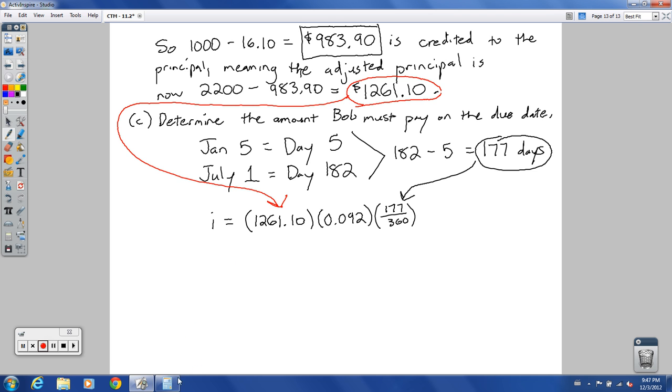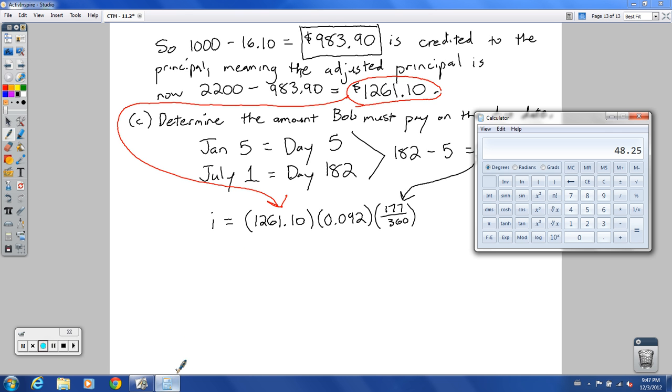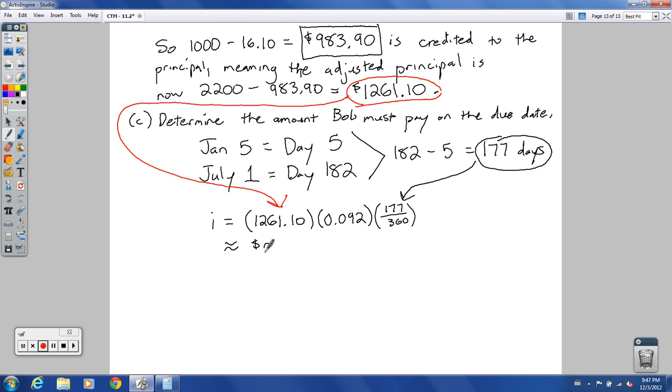Put this into a calculator. You're going to get, I'll do this one with you. So 1261.1 times 0.092, and then times, I'll put this in parentheses, 177 divided by 360. So that's 177 divided by 360, and then that all multiplied together, $57 and about 4 cents. This would be rounded off to 4 and not 5 cents. So approximately $57.04 interest.